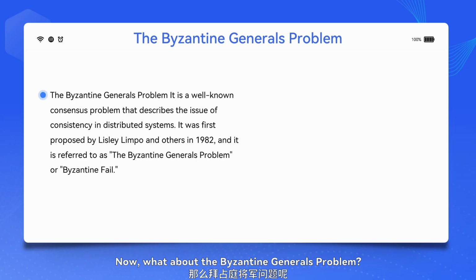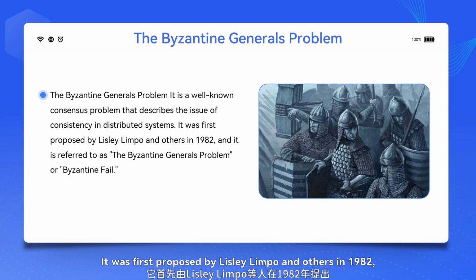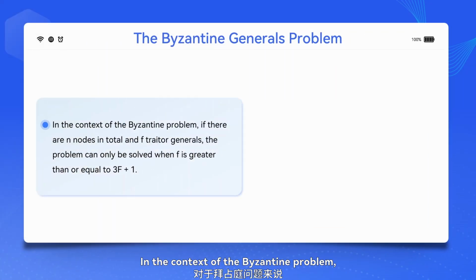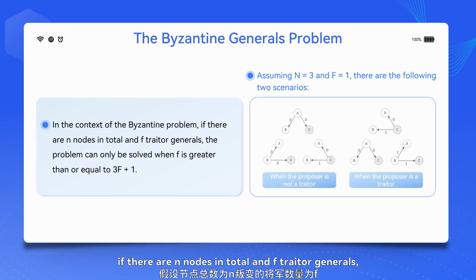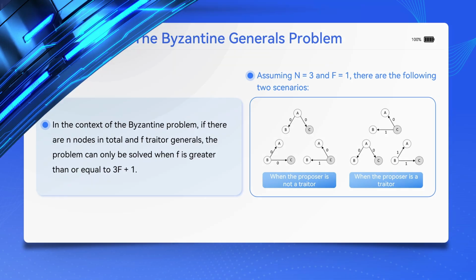Now, what about the Byzantine generals' problem? It is a well-known consensus problem that describes the issue of consistency in distributed systems. It was first proposed by Lamport and others in 1982, and it is referred to as the Byzantine generals' problem or Byzantine failure. In the context of the Byzantine problem, if there are n nodes in total and f traitor generals, the problem can only be solved when n is greater than or equal to 3f plus 1.